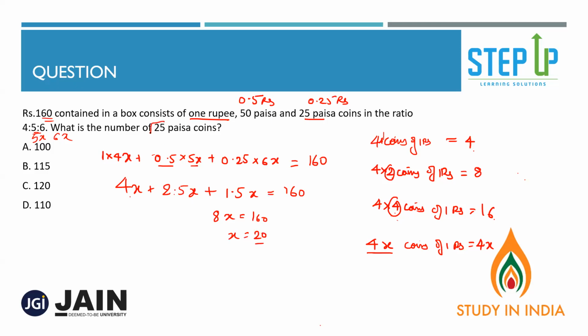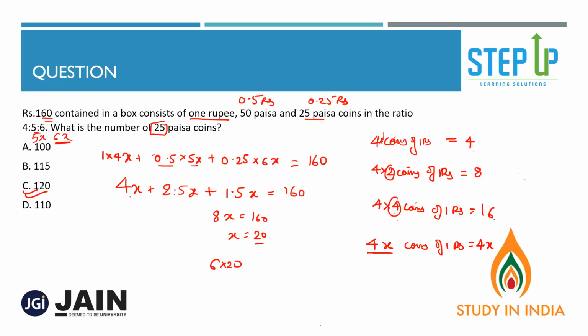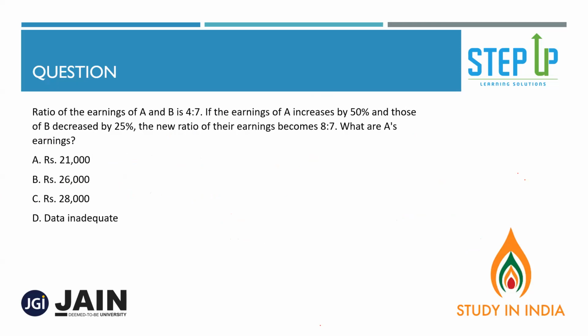We need to calculate 25 paisa. 25 paisa is 6x. So 6 into 20. Yes, your answer is 120. I hope it's clear. Done. So let's move on then. Okay. Fine. Go for it.